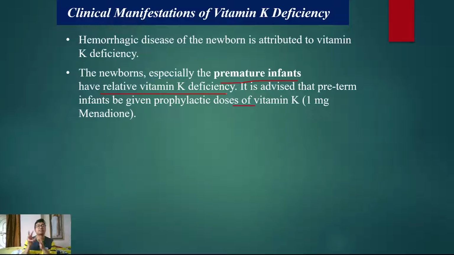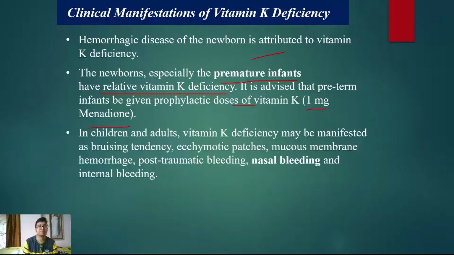it is always advised, just like vitamin E supplementation, vitamin K prophylaxis is a must in premature babies. Otherwise, they will have a disease known as hemorrhagic disease of newborn, or HDN, where they will have bleeding from the umbilical cord stump, bleeding from gums, eyes, and it may lead to death of the baby also. So we never want that. So vitamin K supplementation, that is 1 milligram menadione injection, is always given intramuscularly to those small newborn babies.